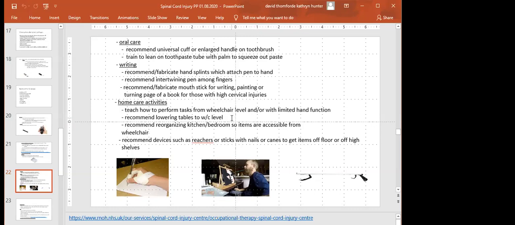But most household activities, if you have the appropriate hand function, you can carry out most of these household care activities. And the OT's role is to work with the person on being able to learn to do them and to be more independent in carrying them out.